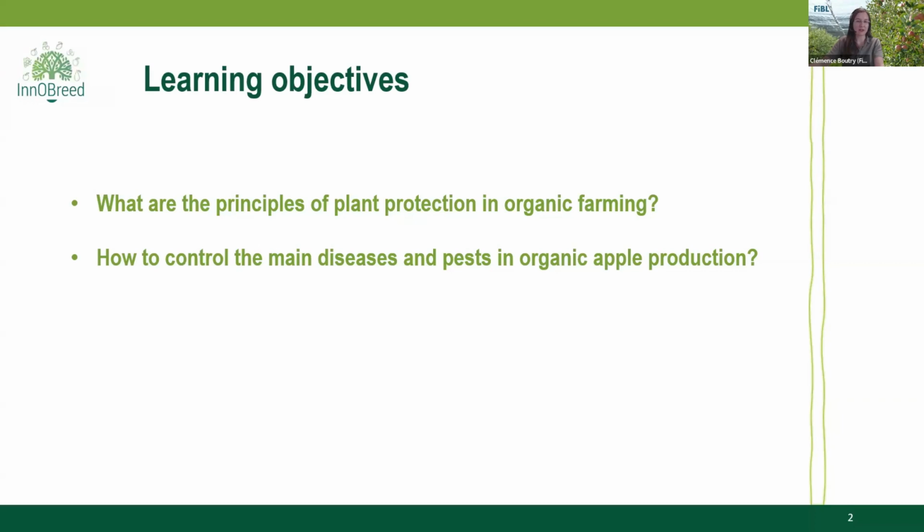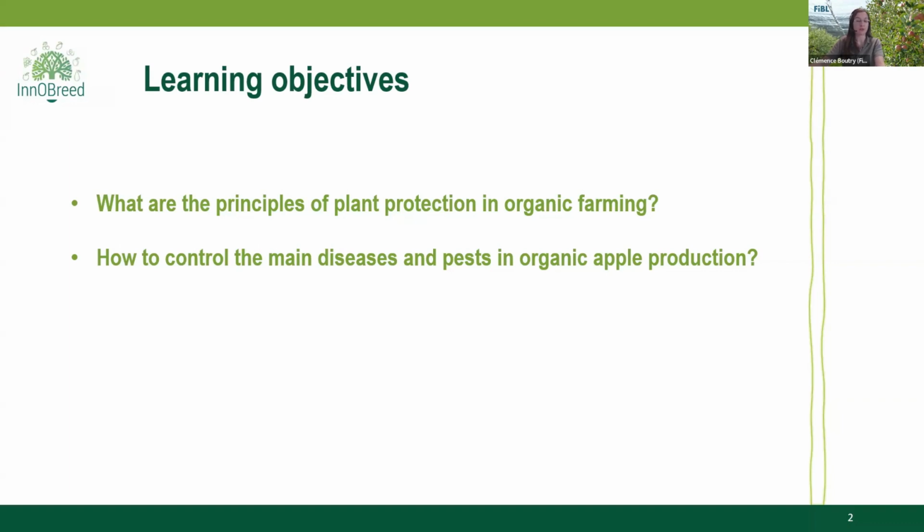So after this lecture, you should be able to answer these two questions. The first one is, what are the principles of plant protection in organic farming? And the second one is how to control the main diseases and pests in organic apple production. We only have time to discuss the two main diseases and the two main pests.